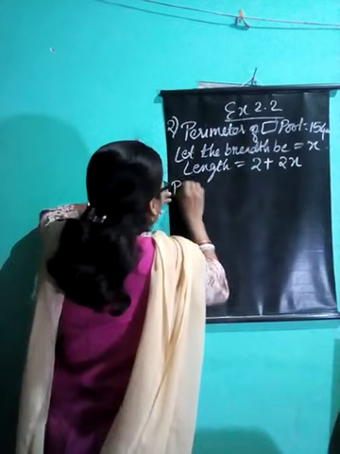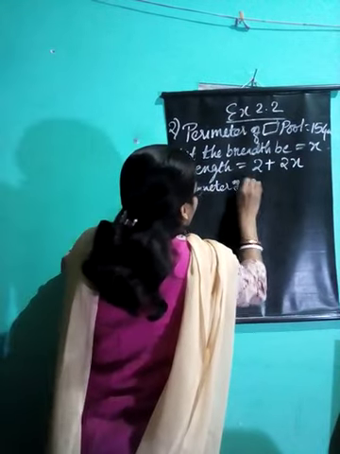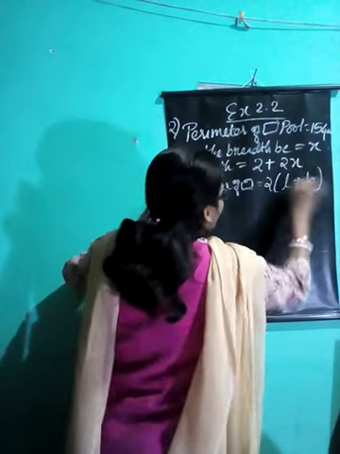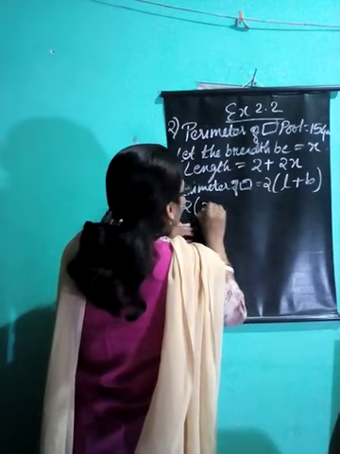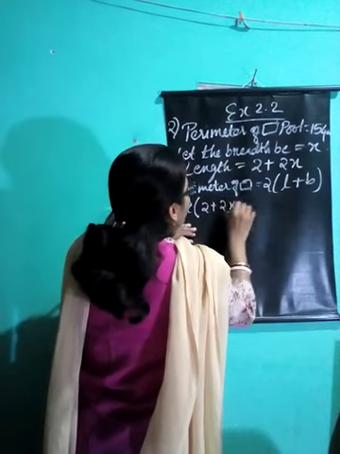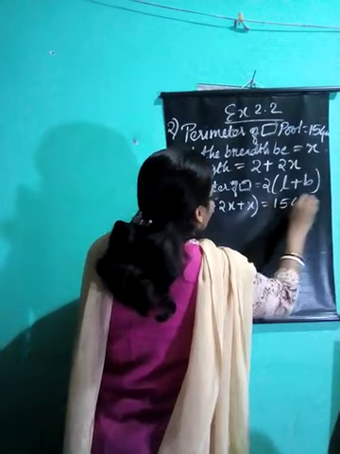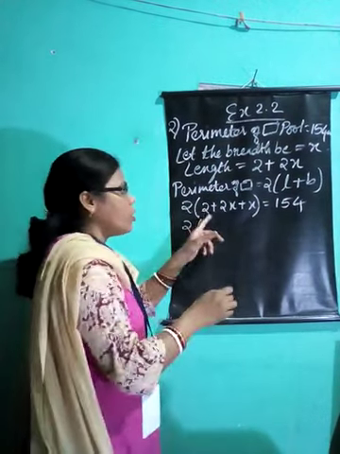Now, using the perimeter formula, perimeter of rectangle is equal to, what do you know? 2 into (L plus B). L you have got, B you have got. Just use the formula. 2 into (2 plus 2x plus x) is equal to 154.